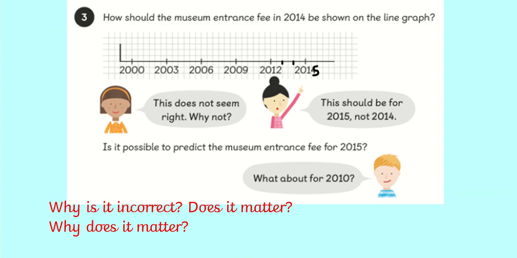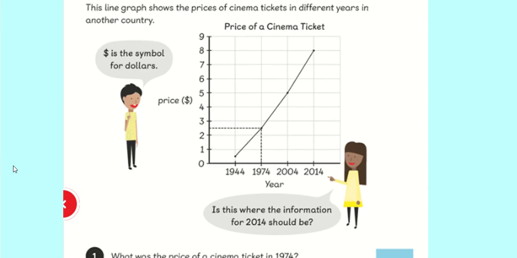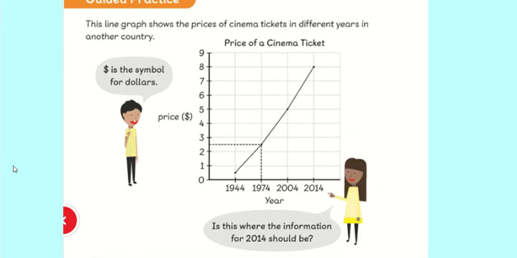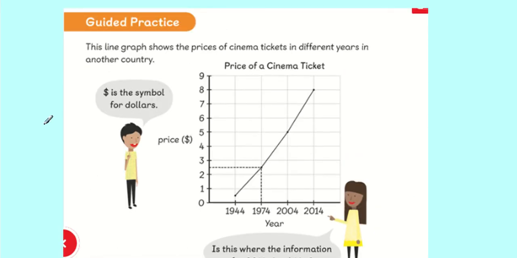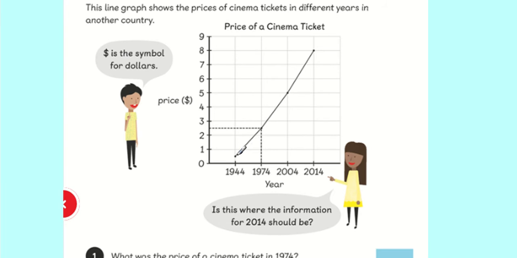Okay, there's our in focus problem. Let's have a look at our guided practice then. Okay, so we have a line graph here. This line graph shows the price of cinema tickets in different years in a different country. We've got a helpful thing here that this is the symbol for dollars. Okay, so it's a different unit of currency. So here we go. It's our price of a cinema ticket here.